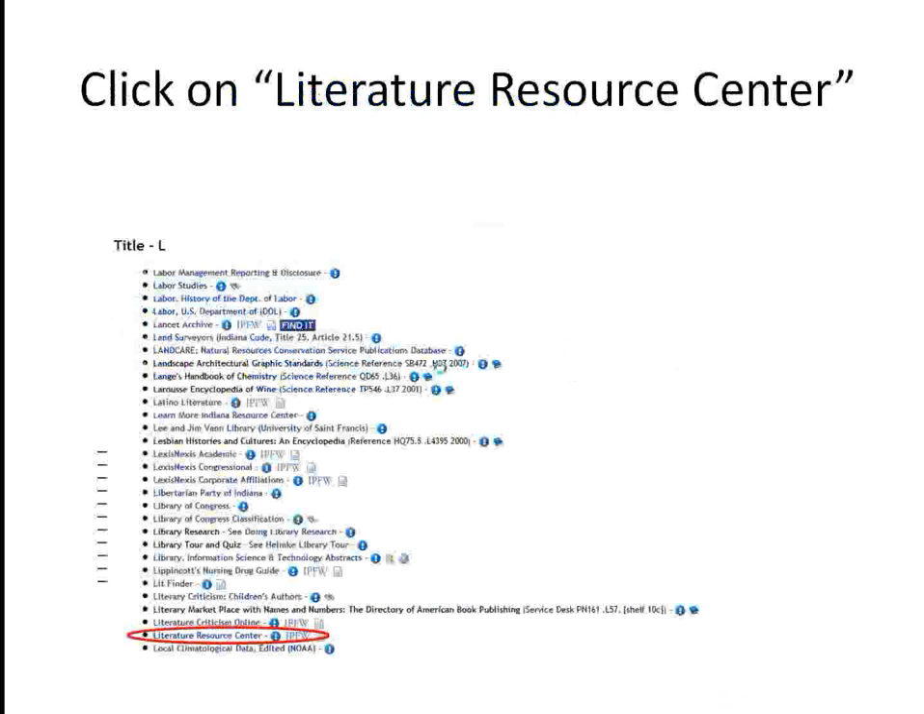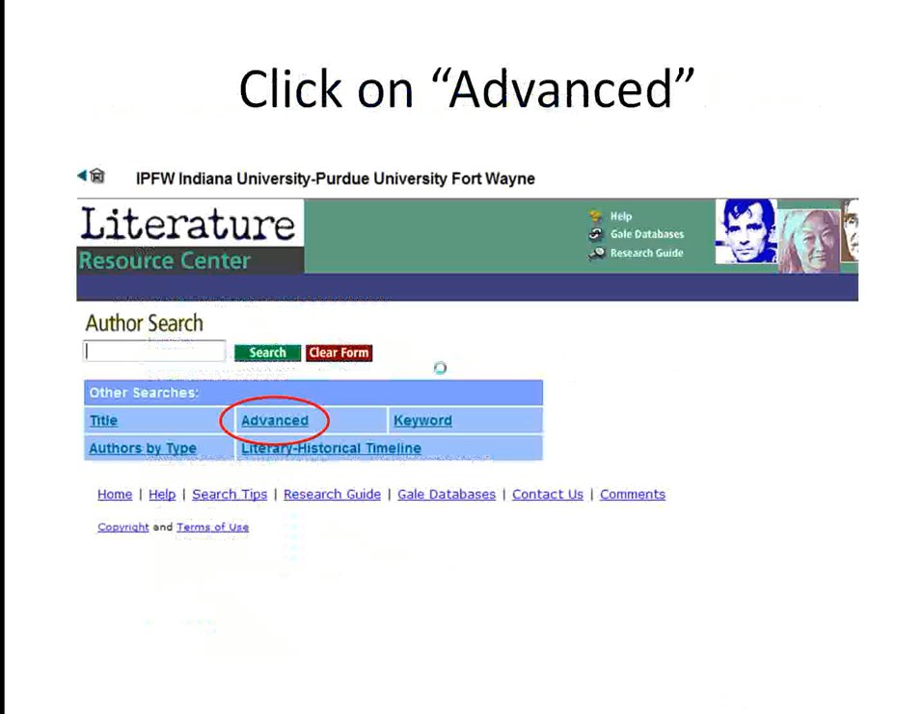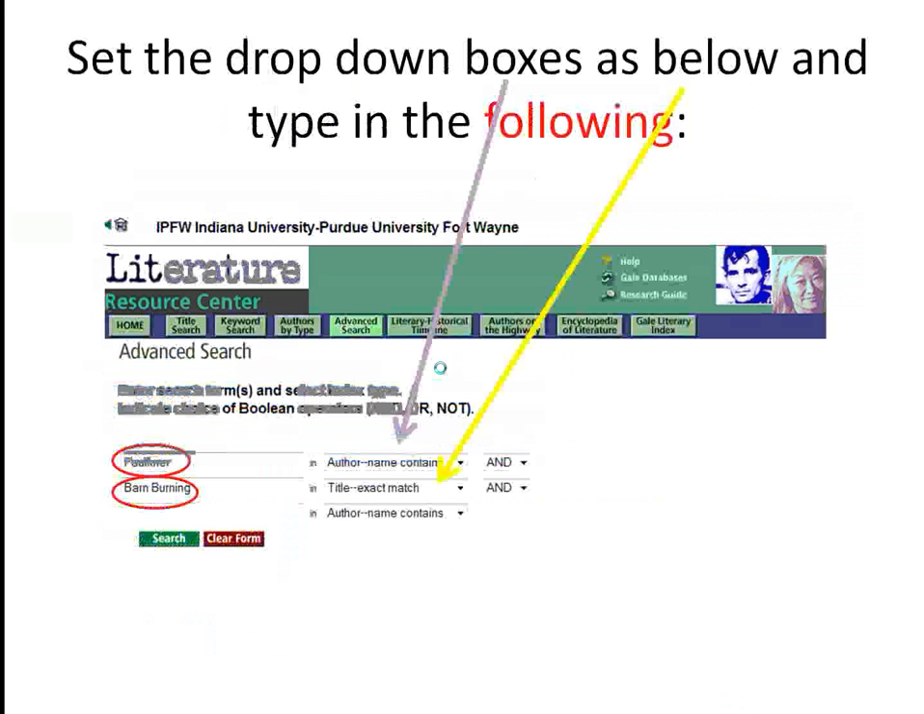So click on the Literature Resource Center link, and this takes you to the home page for Literature Resource Center. It's a database of literature, obviously. For our case here, click on Advanced. I want to take you to a better way to search than just what comes up here. When you're in the advanced mode, you've got a series of drop-down boxes. So go ahead and search for Faulkner, F-A-U-L-K-N-E-R, in author name contains.